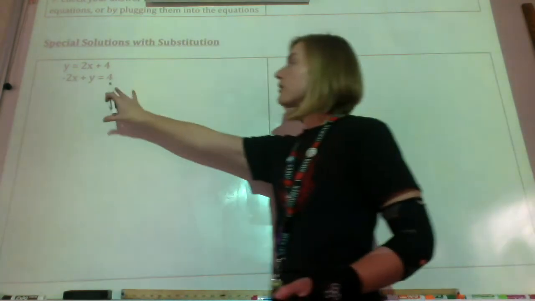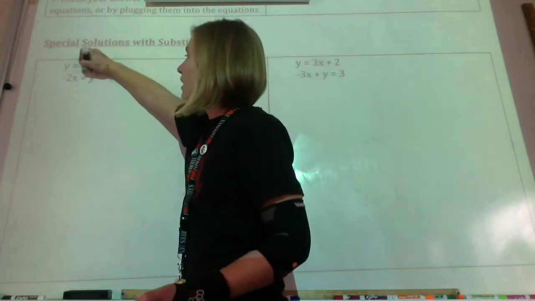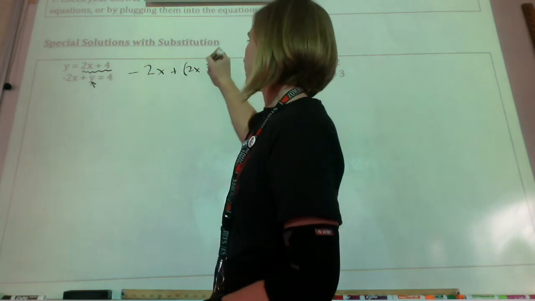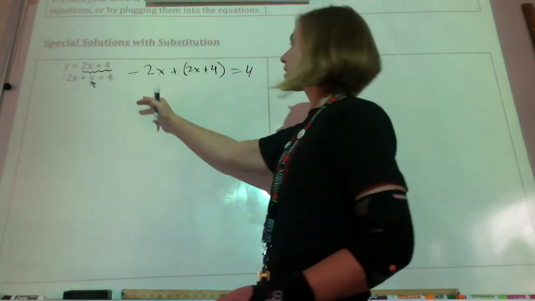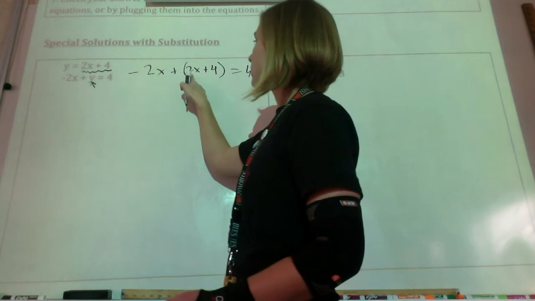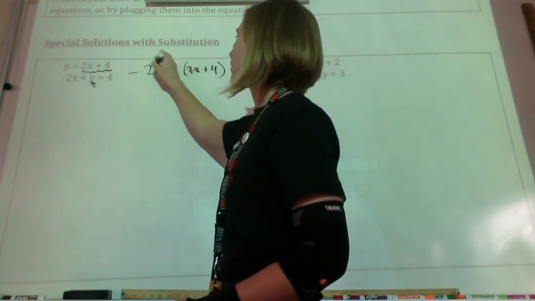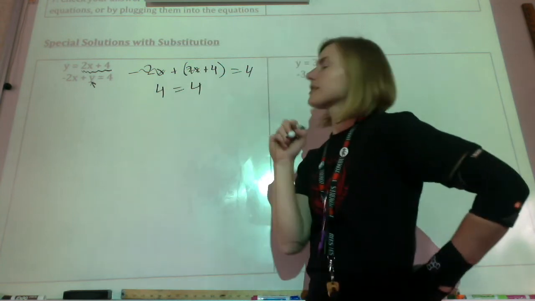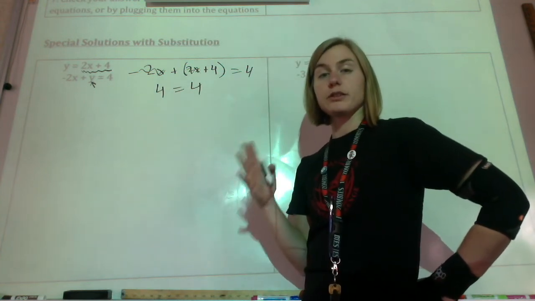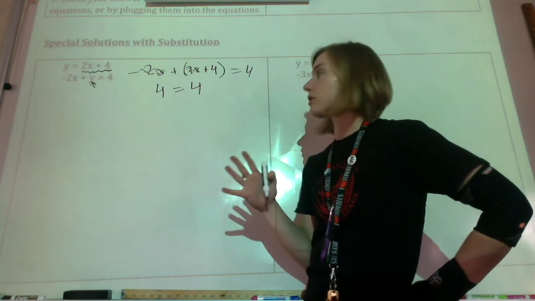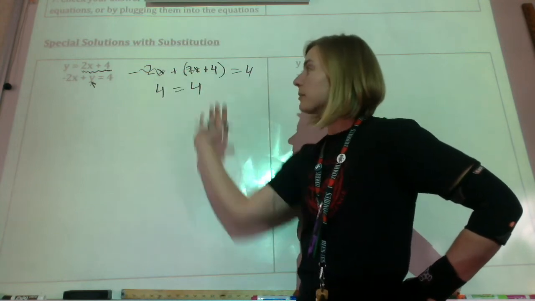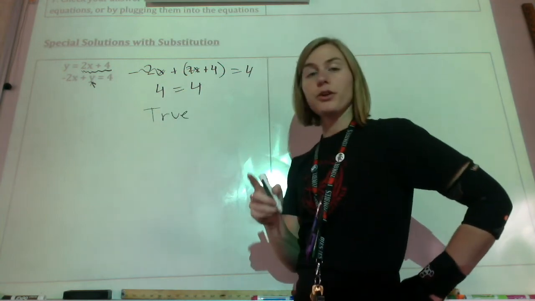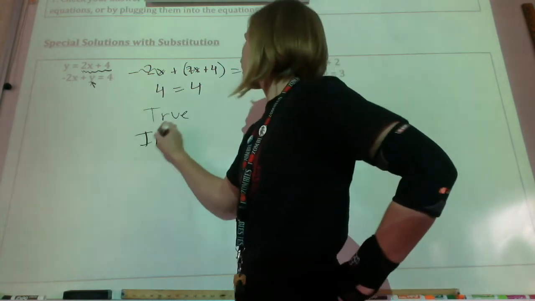So this first equation, if I'm going to do substitution, I need to take this 2x plus 4 and plug it in for our y. Then I just solve for x. Well, we have a negative 2x plus 2x. Those cancel out, and I end up with 4 equals 4. This seems really similar to what we learned with linear equations of what these special solutions also look like. We had the variables cancel out, and we end up with something true. Now, if we end up with something true, then it's an infinite solution.